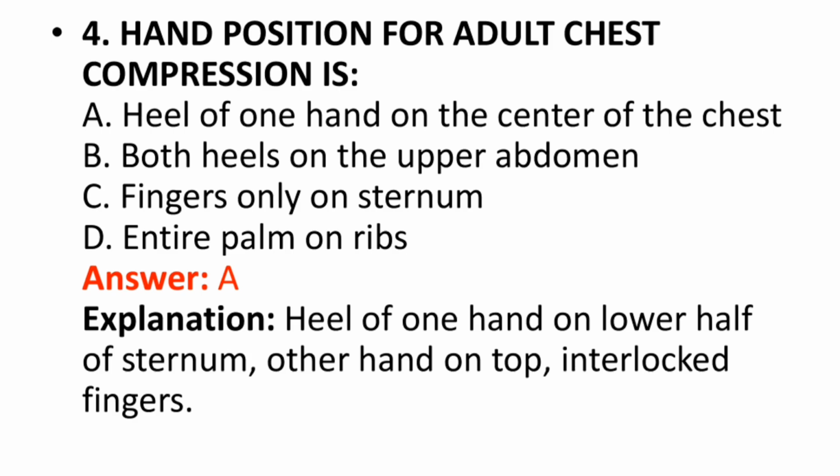Hand position for adult chest compression is option A, heel of one hand on the center of the chest, option B, both heels on the upper abdomen, option C, fingers only on sternum, option D, entire palm on ribs. The correct answer is option A, heel of one hand on the center of the chest. Heel of one hand on the lower half of the sternum, other hand on top, with interlocked fingers.